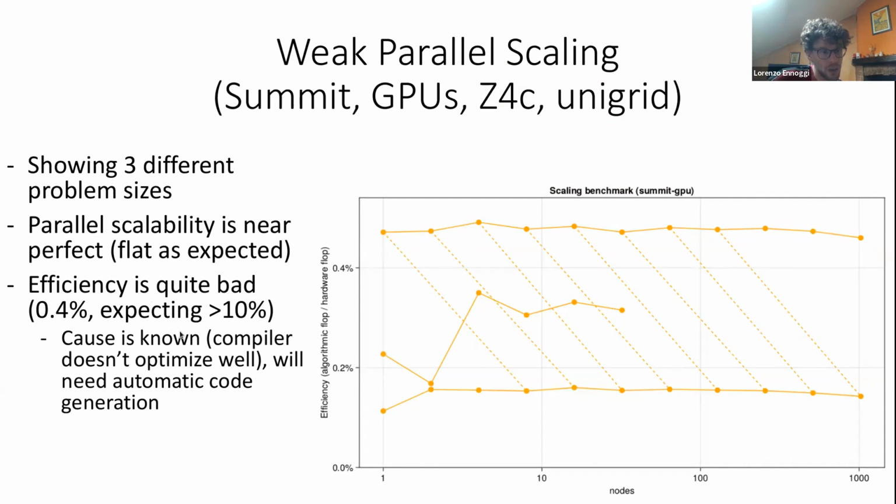The cause of this is known. It is because the compiler does not optimize very well, and so another thing which is currently missing in CarpetX, but potentially can ameliorate this problem, is maybe automatic code generation. And I'm thinking about NRPy, for example.